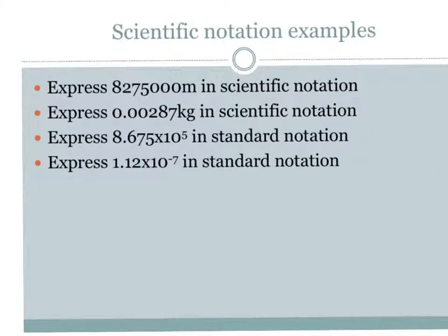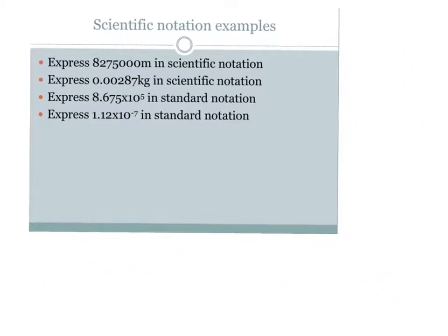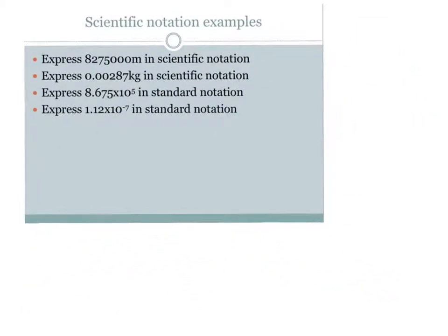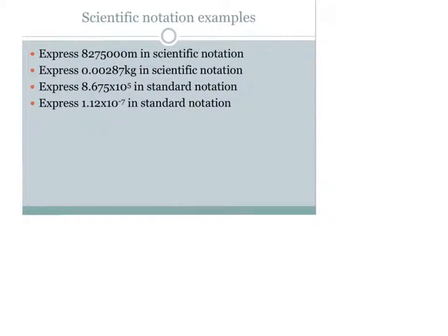Let's try a couple examples to make sure you remember this. Example number 1 says express 8,275,000 meters in scientific notation. In this example, it is understood that the decimal starts at the end of the number. So I'm going to rewrite the number so that I have room. So the decimal starts here.